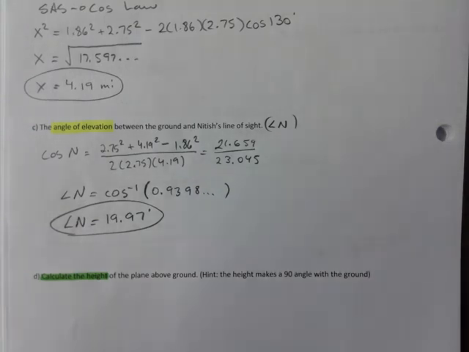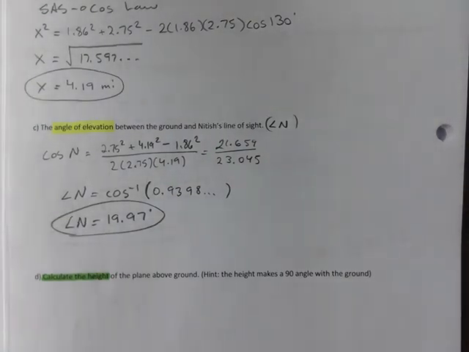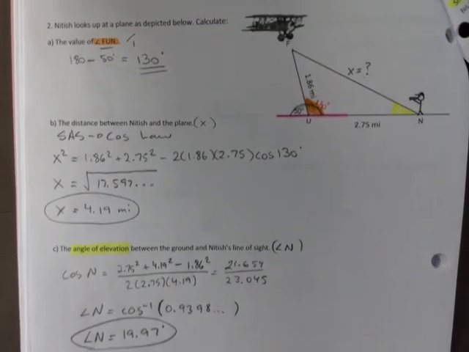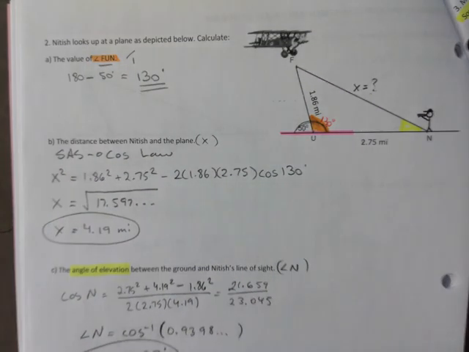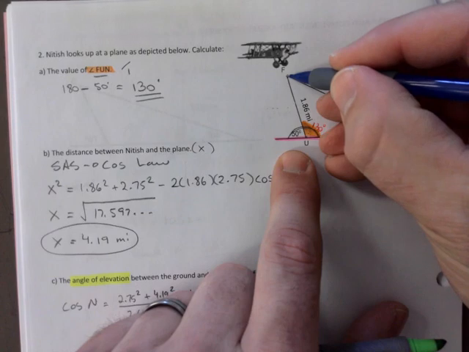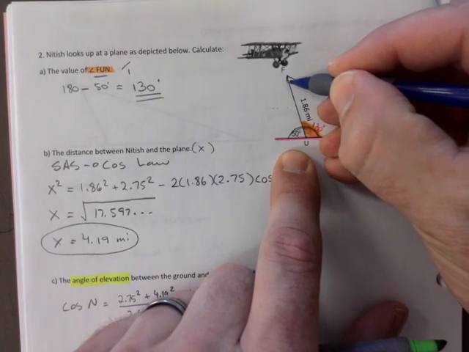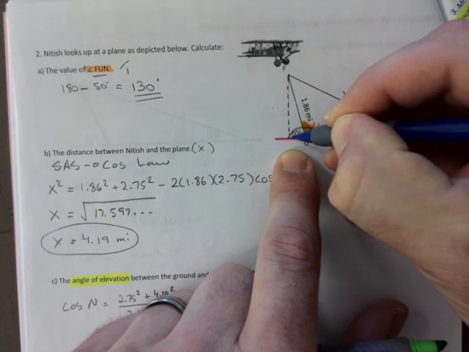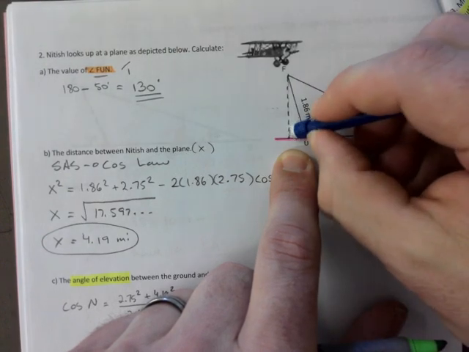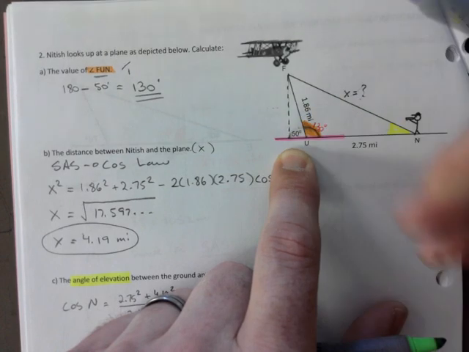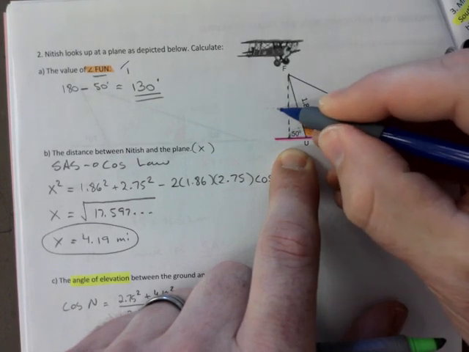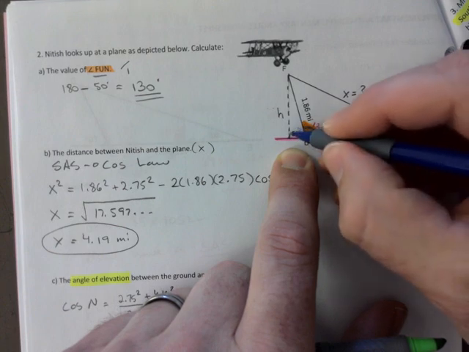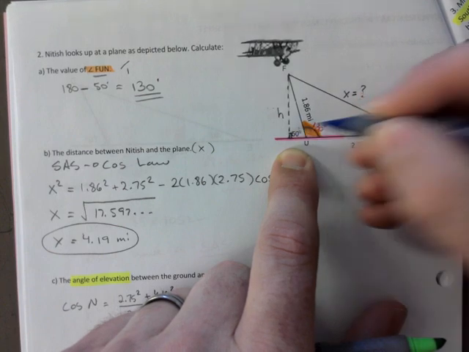Pay close attention to this part. I'm going to go back up, and I'm going to insert the height here. It's kind of hard to see, but the height from the plane would be measured straight down like this. And you know what? I'm going to erase this. And what angle is formed between the height and the ground? It's always 90. Okay. So you put a little box there.